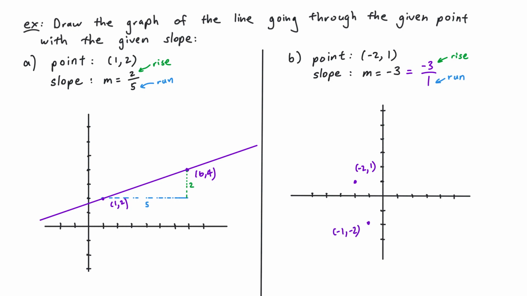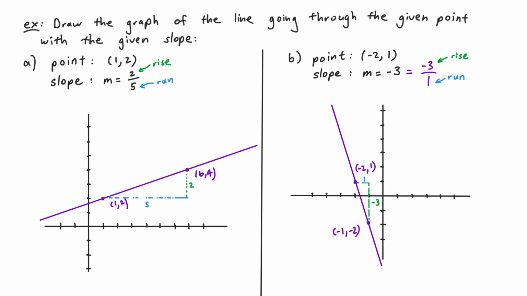Again, all we're doing is we're starting at the point (-2, 1). We went over to the right 1 unit and then down 3 units to end up at the point (-1, -2). Once we have these 2 points, all we have to do is connect them with a straight line to complete our graph. So, in this video, we've learned how to calculate the slopes of lines when we're given 2 points.